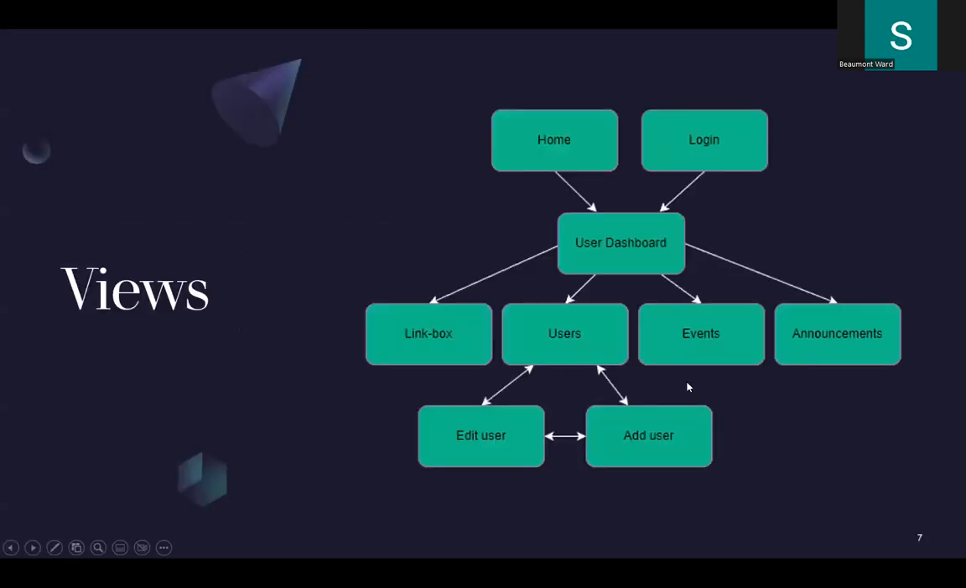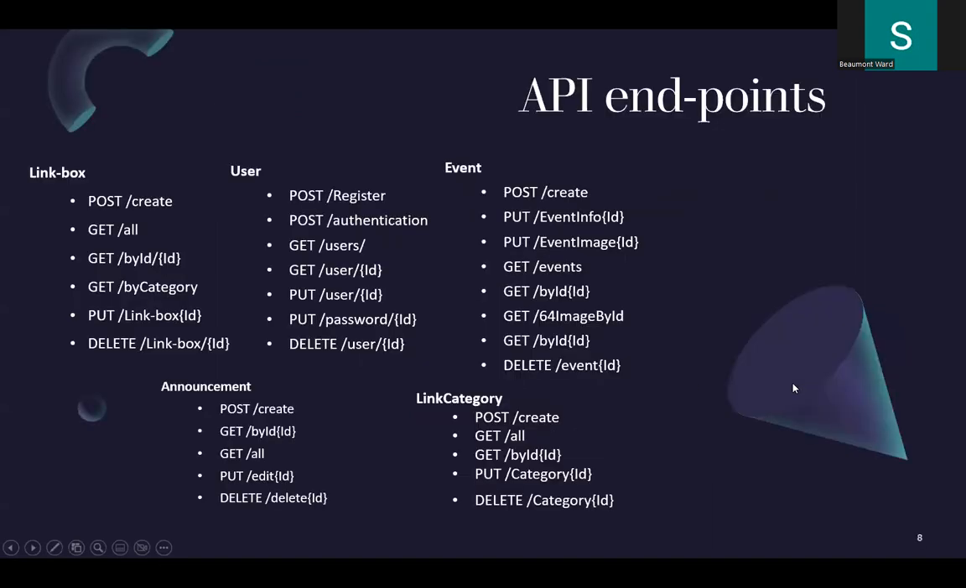This next slide is a kind of diagram of the views that we have. In the original website, there's only the homepage. Now I added the login, which leads into the user dashboard, which then opens up links to these 4 additional pages, which edit the individual models themselves. And then lastly, on this slide, we see each of those models with their endpoints. And all of these are HTTP requests.